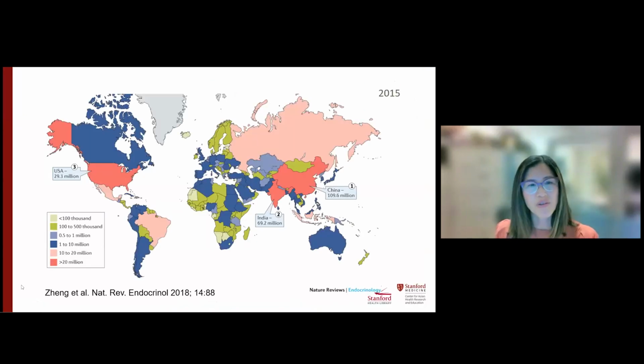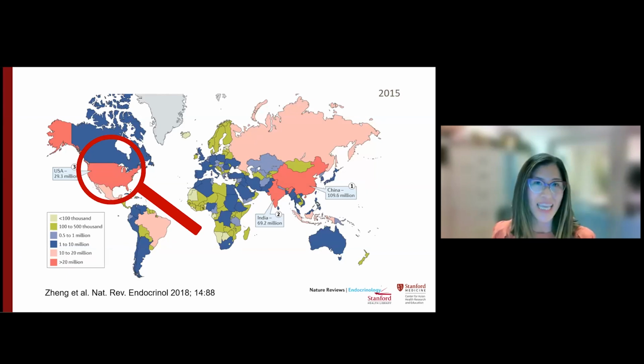So many of you are undoubtedly familiar with the fact that individuals with diabetes are increasing throughout the world. The top 3 countries include China, India, and the United States. They're really the most populous nations. Today, we're going to put a lens on the United States, particularly focusing on the state of diabetes in Asian Americans.